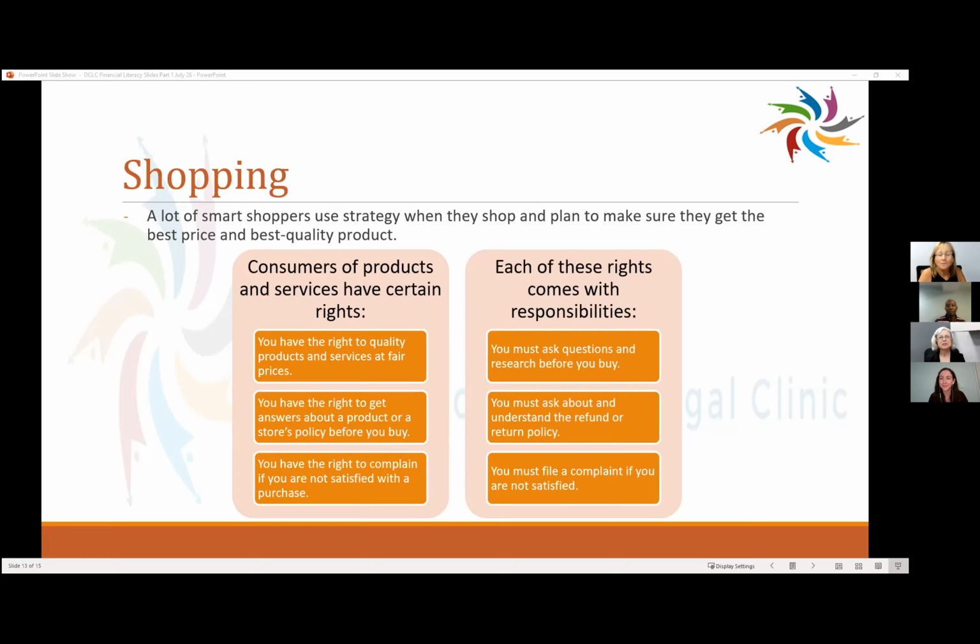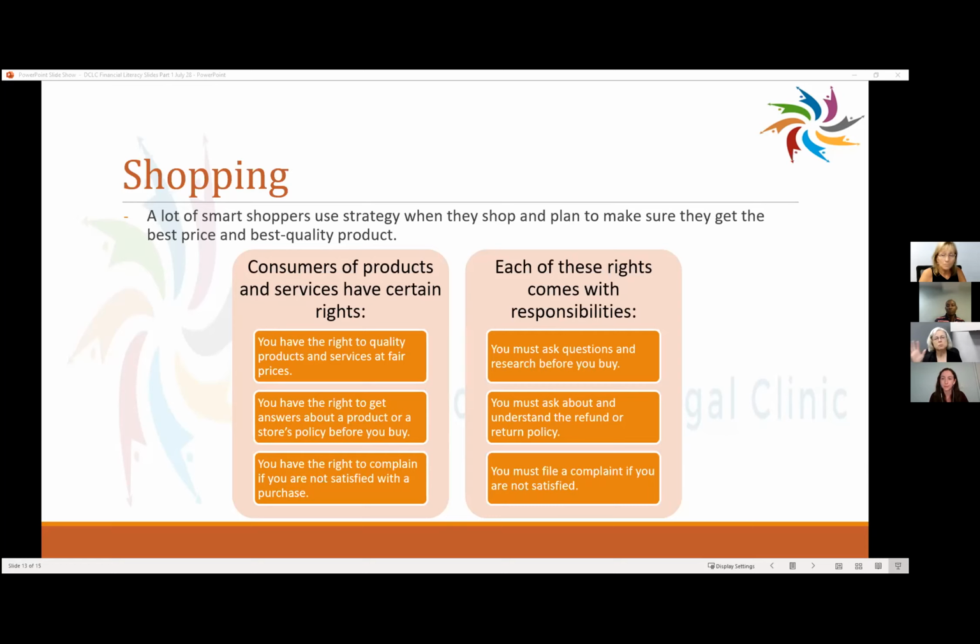So I'm not sure exactly what point I was muted, but the graphic says shoppers have rights and responsibilities, right? And you know that as a shopper, you have certain rights. They're listed there on the graphic, and you have responsibilities too. But you want to be a smart shopper, right? Get the most bang for your buck. So here are some tips. They won't all work for you, but take what might work for you.